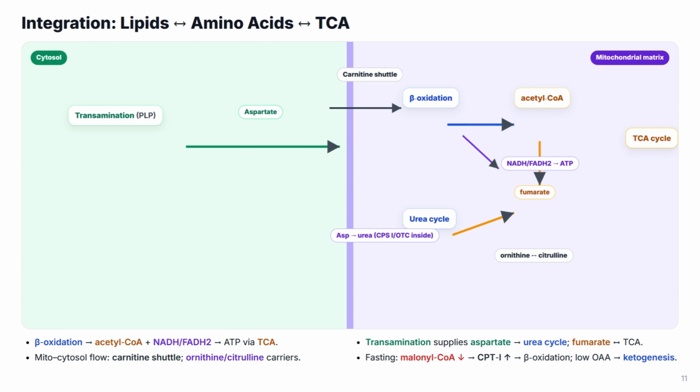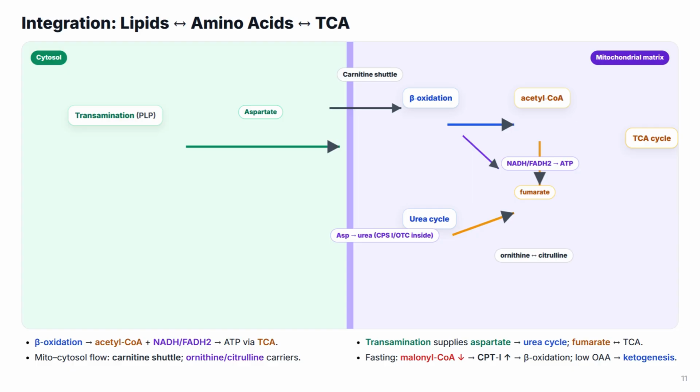The diagram is rich with connections. In the cytosol, we have transamination producing aspartate and the aspartate-arginosuccinate shunt. Beta-oxidation in the matrix produces acetyl-CoA and NADH/FADH2 for ATP. The urea cycle uses aspartate and releases fumarate. The text explains that transamination supplies aspartate for the urea cycle, and the urea cycle byproduct fumarate feeds into the TCA.